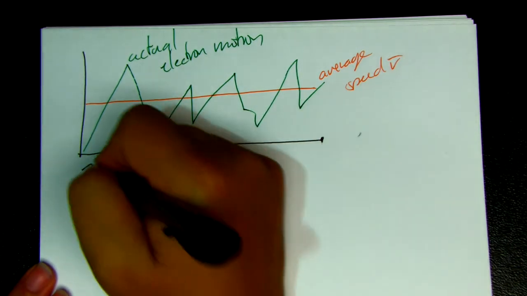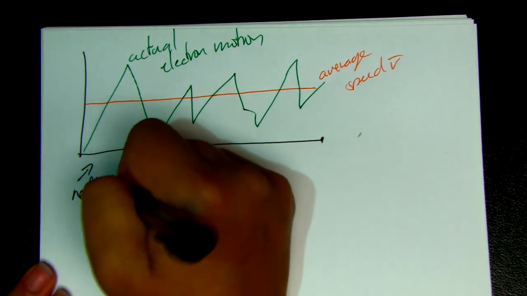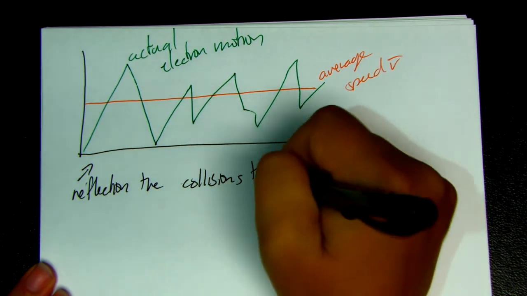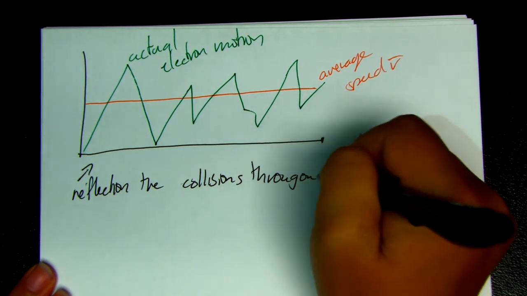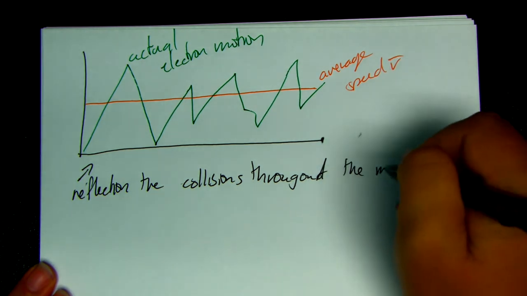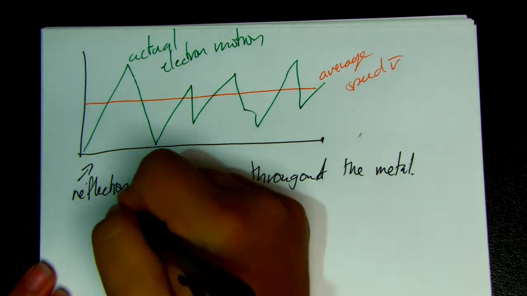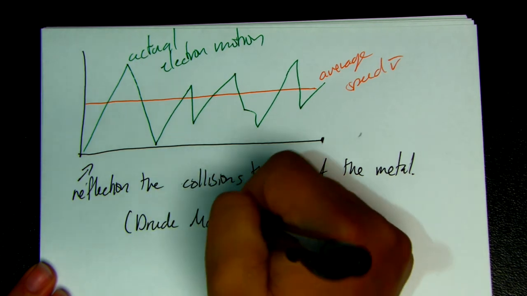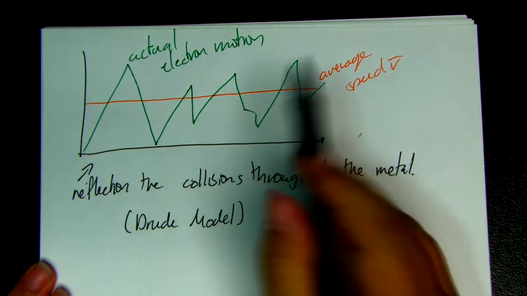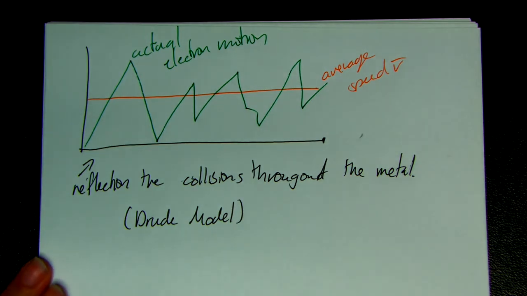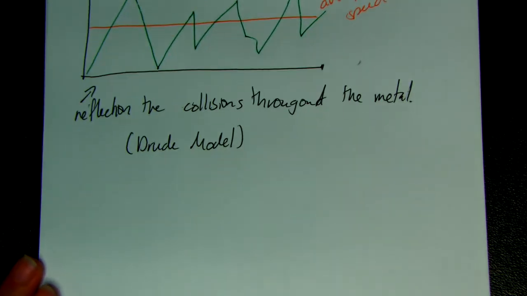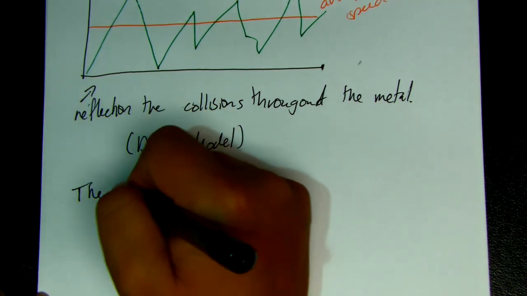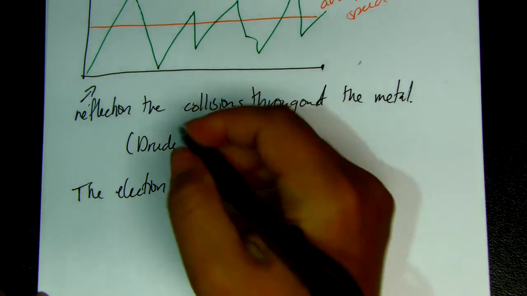So this reflects the collisions throughout the metal. And this model is called the Drude model. And we're going to see this over and over again. So I want you to keep both things in mind, both this average speed and then what's actually happening. And the electrons crashing around are going to cause some physical effects.